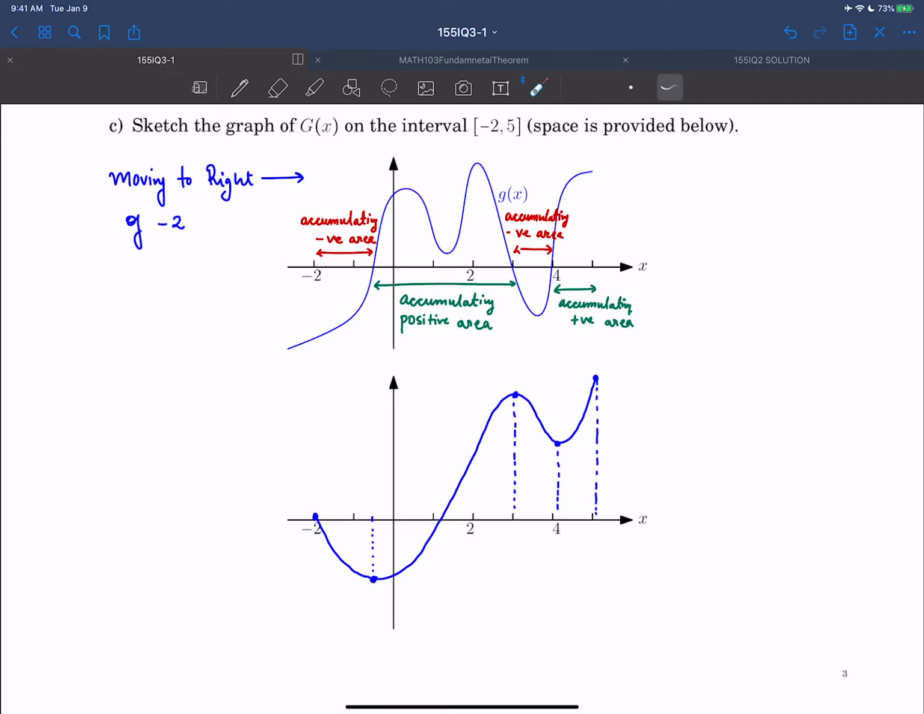And then we have some critical points we've got to make sure we keep in mind. We know x equals -1/2 is going to be a minimum.